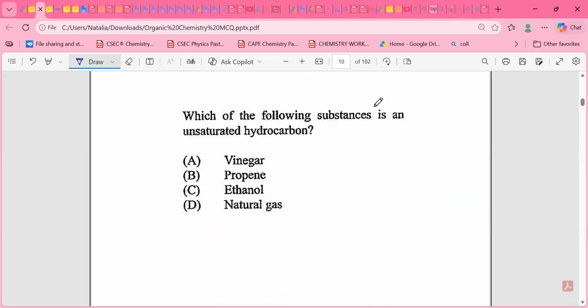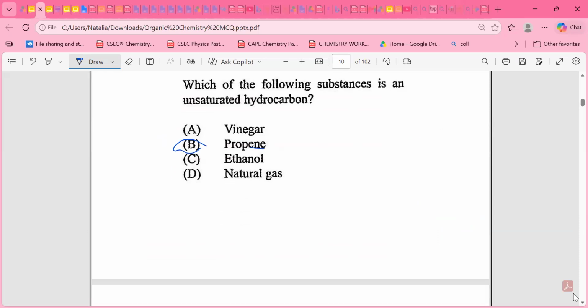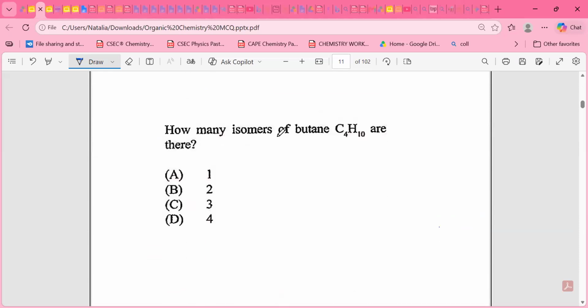Which of the following substances is an unsaturated hydrocarbon? Unsaturated hydrocarbons belong to alkenes. We're seeing an alkene there, which is propene. How many isomers of C4H10? C4H10 has 2 isomers. It has butane, where all the carbons are in a straight line, and it has 2-methylpropane.